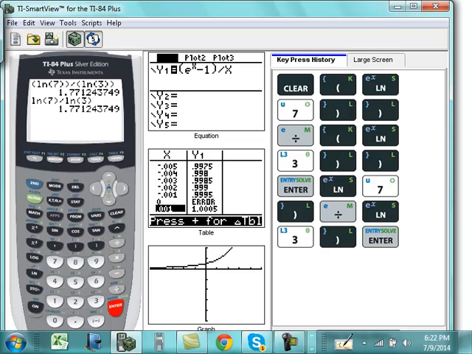Okay. So did you get this answer? Okay. Any questions about using the graphing calculator to evaluate logarithms? No? Okay.